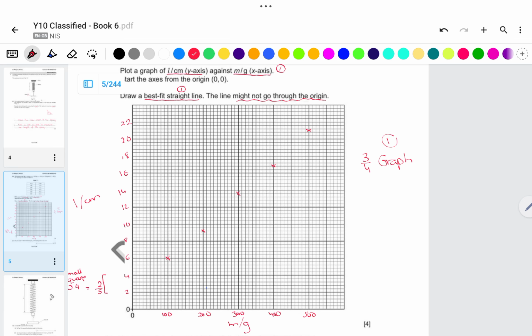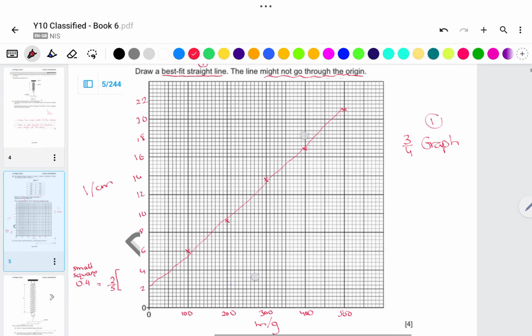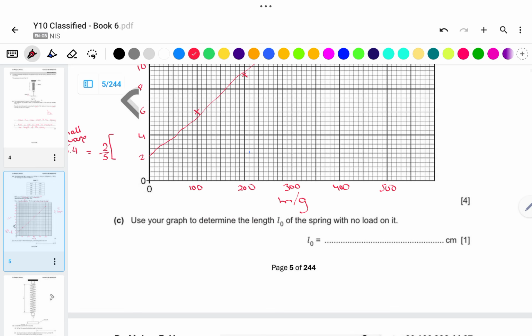So the line is not going to go through all my crosses, but I have to make sure that the crosses could be on the left or right side of my line, which is absolutely fine. And as they said, it's not going to go through the origin, so that's fine. Okay, this is not a perfectly straight line, but you should use a ruler. All right. Next, use your graph to determine the length L0 of the spring with no load on it.